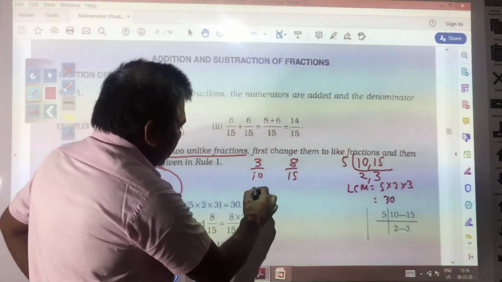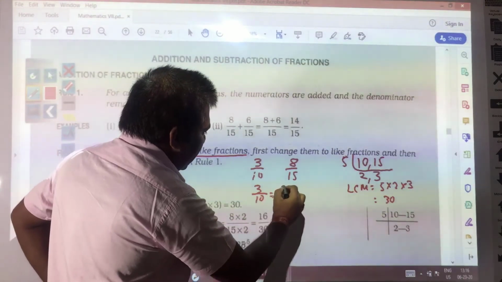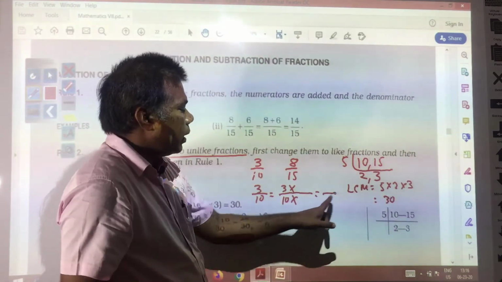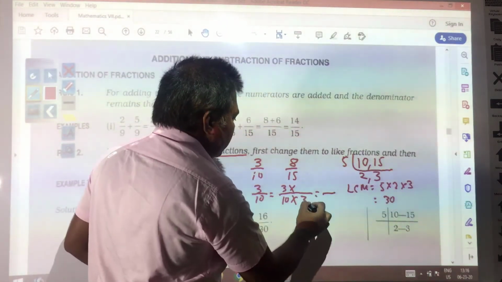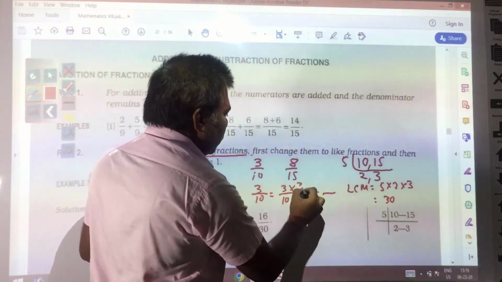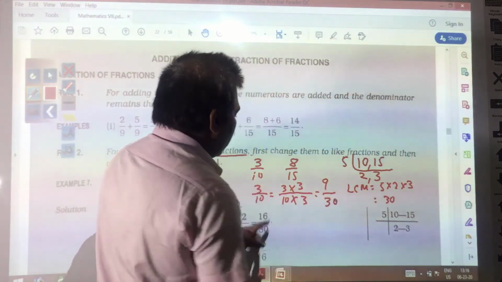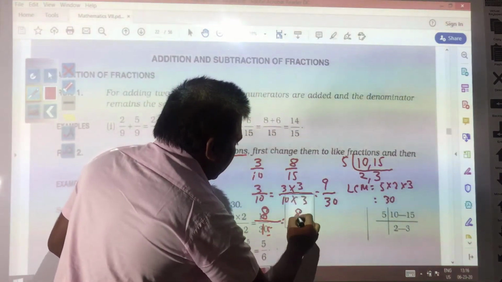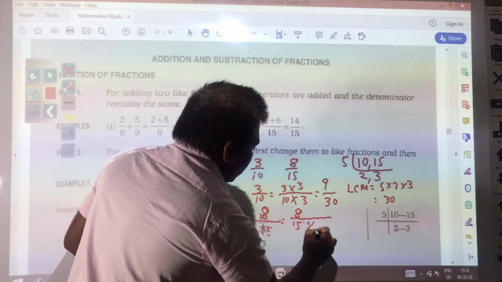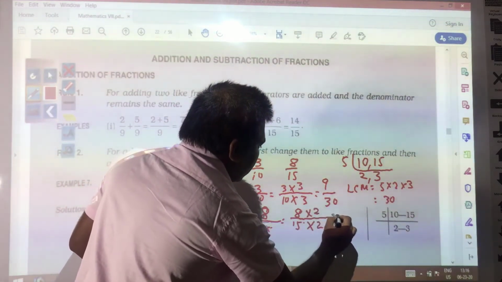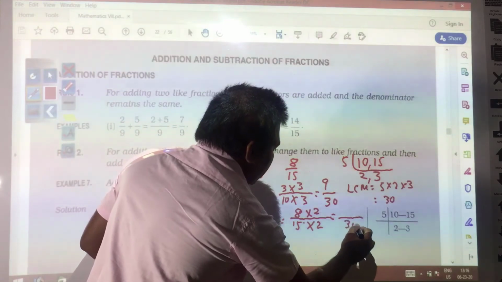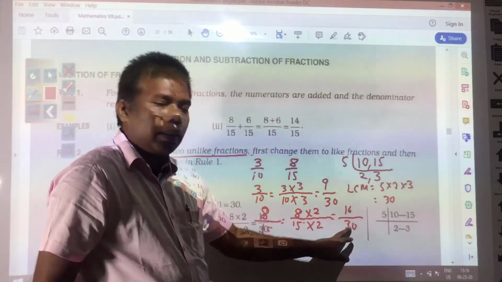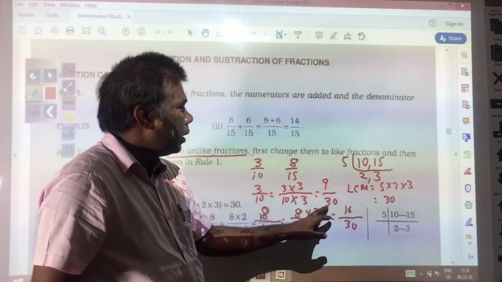Now what will we do? 3 by 10 can be written as 3 by 10 into 3, since the denominator is required to be converted into 30. So you will get 9 by 30. Next, you have 8 by 15. Again, 8 by 15 into 2, so you will get 30 in the denominator and 16 in the numerator. Now it is obvious that 16 by 30 is greater than 9 by 30.